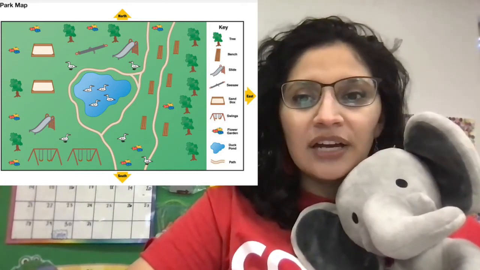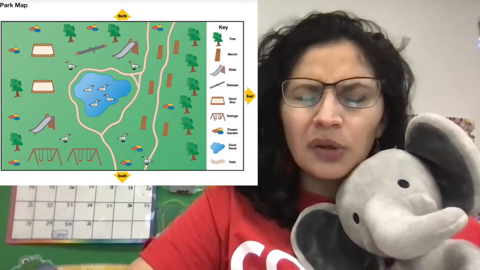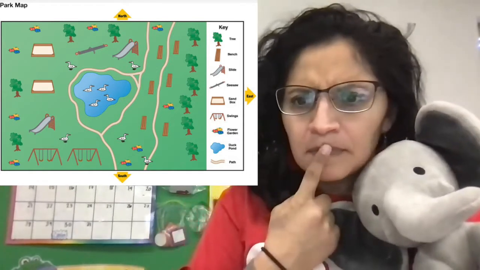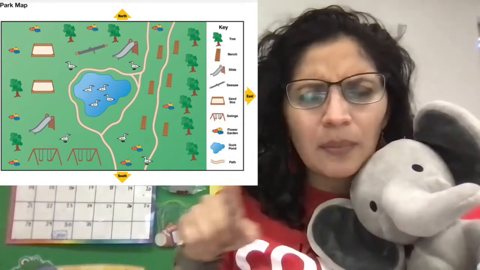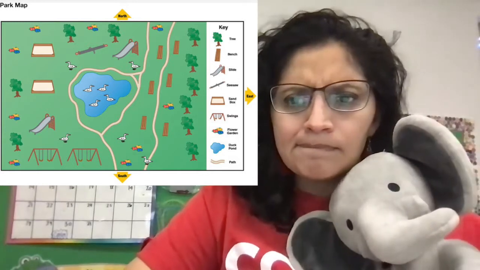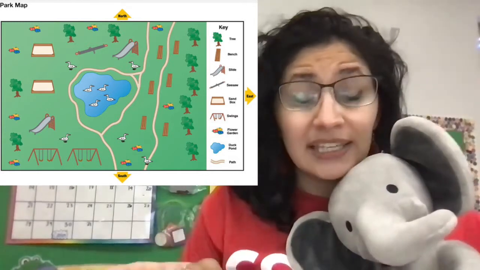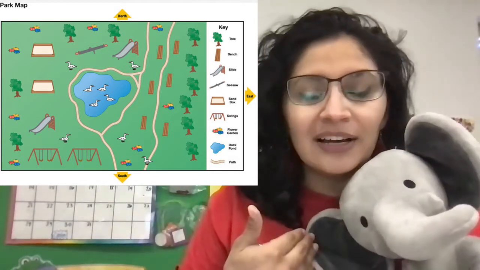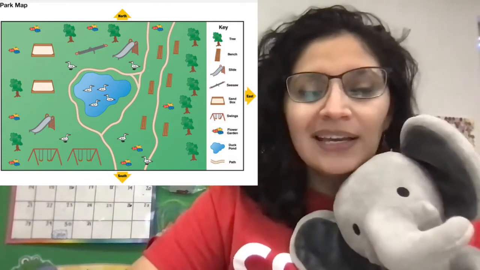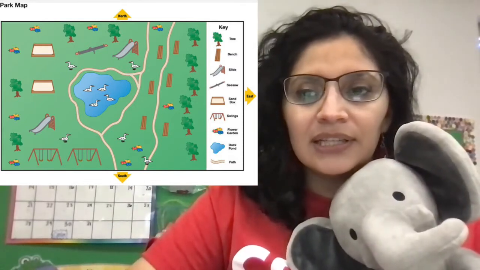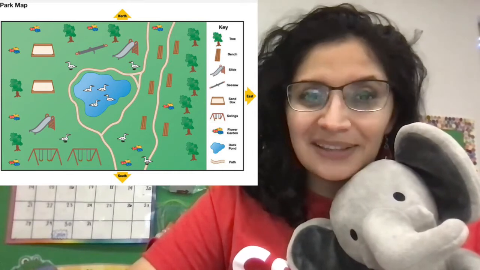Now, I want you to look at the circle that goes around the pond. What is that brown line that goes around the pond? Okay, well, if I want to know what that is, I look at the key. The key is there to help me understand what I am looking at. So that brown line, we look down here at the key. There it is, at the bottom.